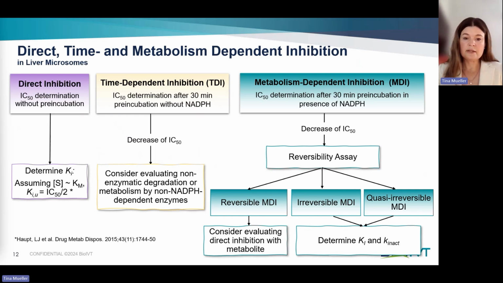In this context, it is important to emphasize that irreversible inhibition implies that the inhibition will persist even after the drug is removed from the body and until new enzyme is synthesized, which can pose challenges for further development. Now, if irreversible or quasi-irreversible metabolism-dependent inhibition is observed, we normally recommend following up and determining the unbound inhibitor concentration causing half maximal inactivation, called KI, and the maximal inactivation rate, k-inact.